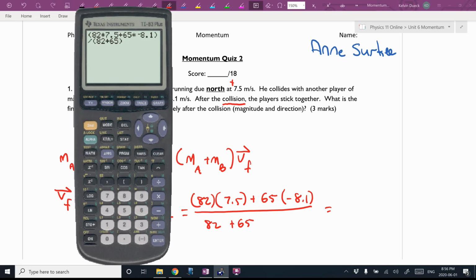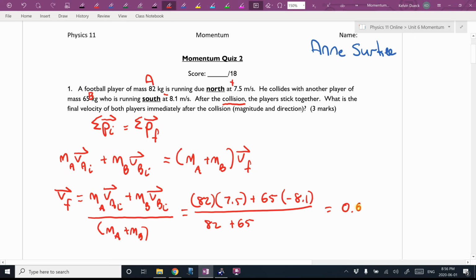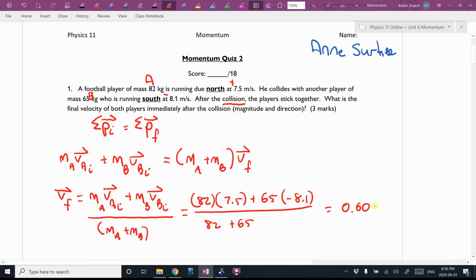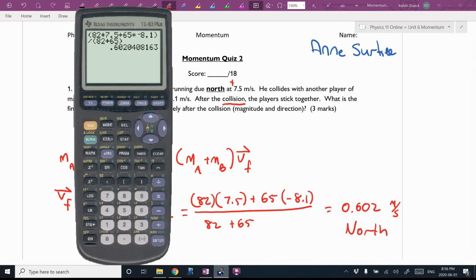These are 2 football players running at each other. Who's going to win this collision? I got a positive answer, so player A wins this collision. He is able to push player B back a little bit. And I get 0.602 meters per second, and for a direction, north, because I got a positive answer. Double check to make sure I didn't make a typo.